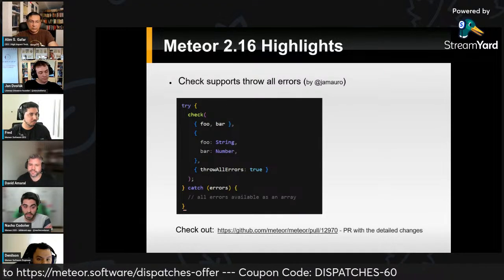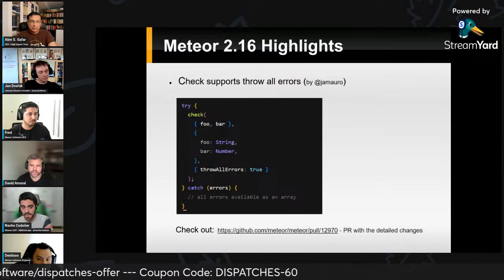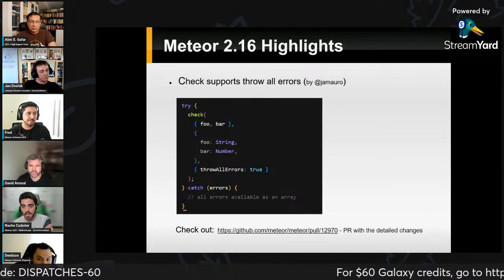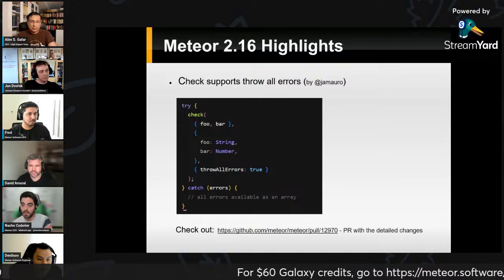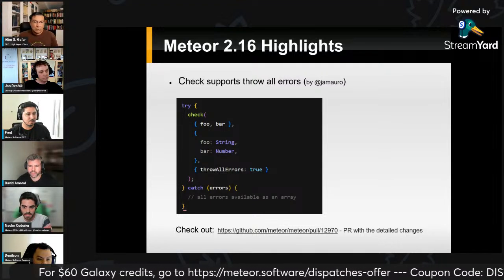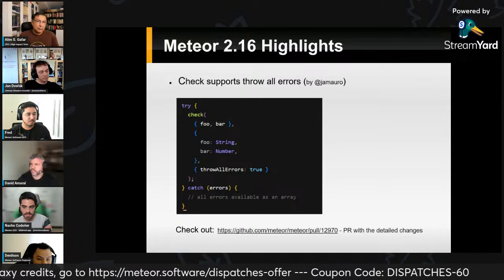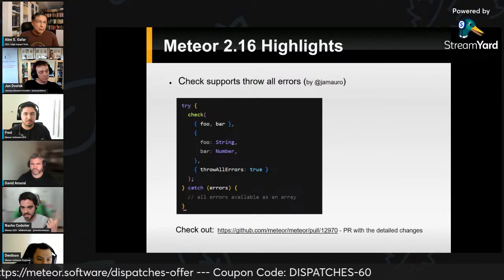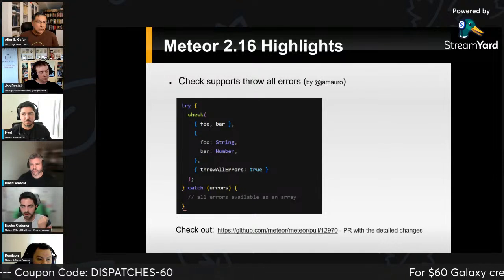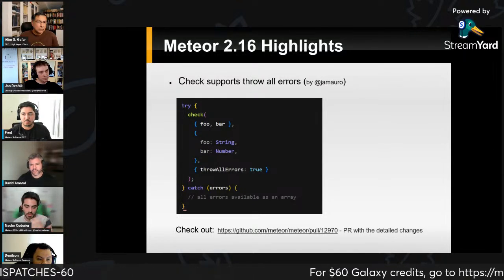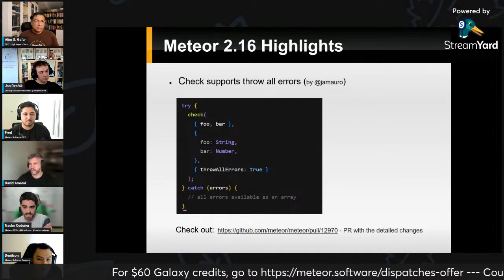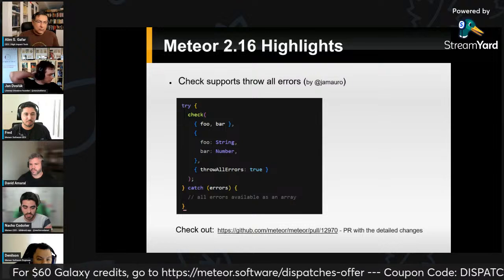And the third highlight that I wanted to mention is that now when you use the check functions within your methods, you can also pass an option to throw all errors. The default behavior in Meteor is that we throw just when you encounter the first error. But now you can activate it, so you will get all the errors back to the client to visualize. This can have interesting purposes for your client-side implementation.